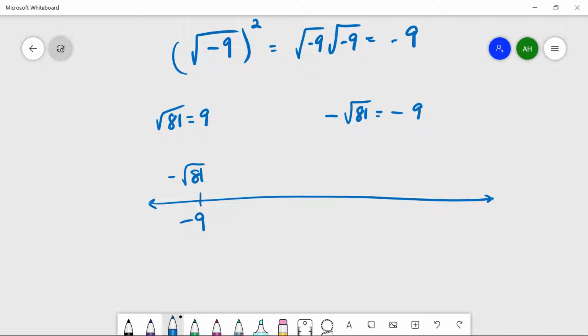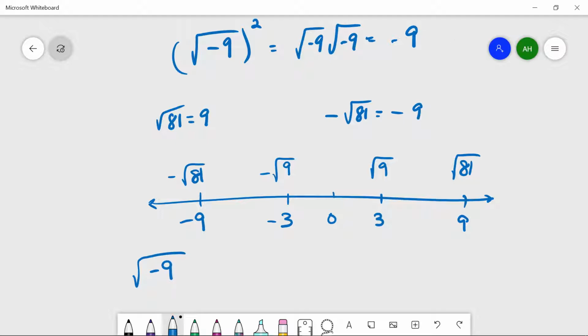Good. All right, and that negative 9 is equivalent to the opposite of the square root of 81. I can have the opposite of the square root of 9 is equivalent to negative 3. The square root of 9 is 3, and the square root of 81 is 9. So on the number line, I can find the square root of 81, the square root of 9, the opposite of the square root of 9 and the opposite of the square root of 81. So I can plot all of those. What I cannot plot, though, is the square root of negative 9.